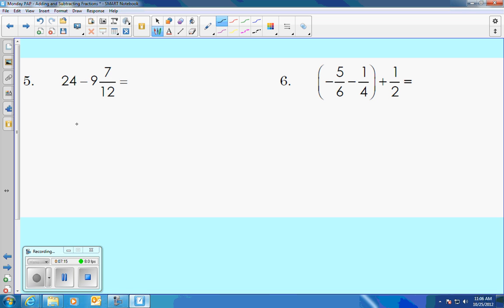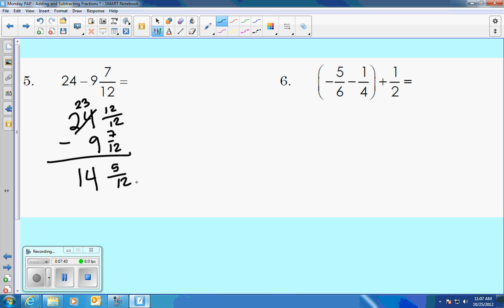24 minus 9 and 7/12. I have no fractional part on the top, so I'm going to have to borrow, make 23, which means I now have 12 pieces out of 12. So 12 minus 7 is 5. And then 23 minus 9 is 14. It's positive because I started out with positives and subtracted a smaller amount.